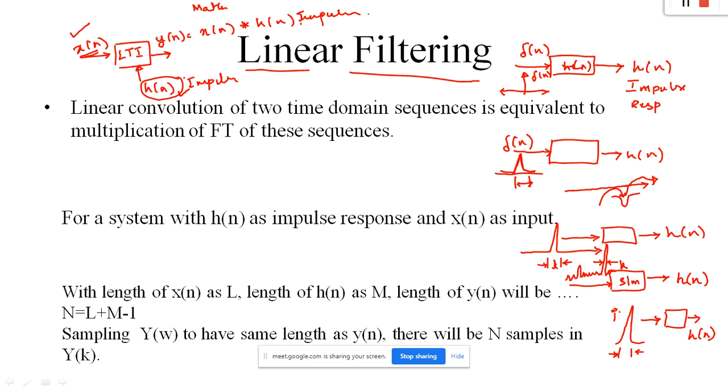Most of the times we are interested in calculating h of n equal to y of n by x of n, output to the input, because based on my output and input I will always make sure how my system behaves. That's what we call system specifications, right? So this is how we perform a filtering operation for any of the inputs of LTI systems. So when I say filtering, the mathematics behind the filtering is the convolution operation.